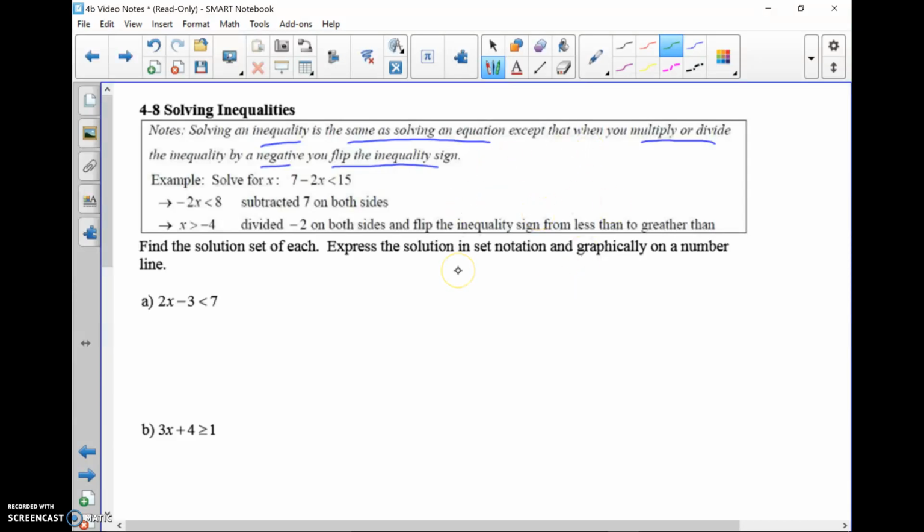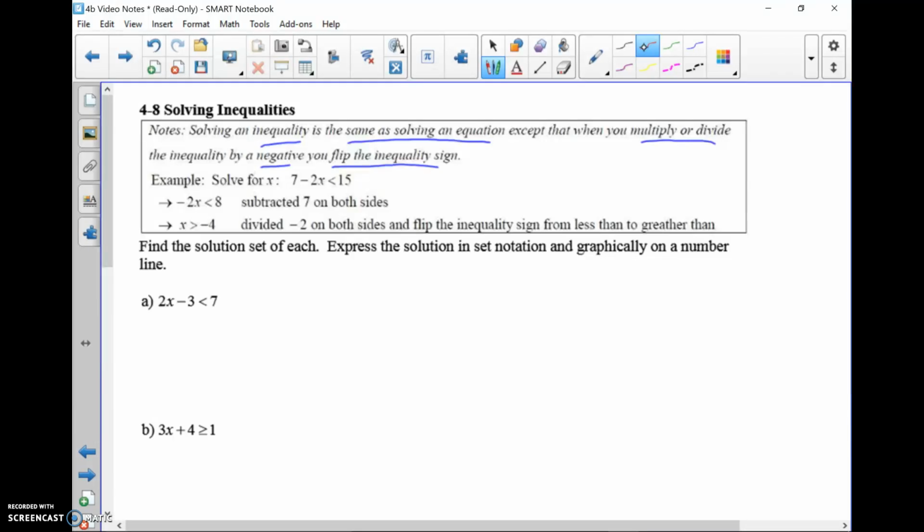Not if I multiply or divide by a positive. If I have something like 2x is greater than 10, I'm going to divide by 2, and I'm still going to get x is greater than 5. The sign is not going to change. But if I'm dividing by, say, negative 2, then that greater than sign is going to change and become a less than sign. So that's really it. Other than that, solving inequalities is just like solving equations. The big difference is that rule about you might have to flip the sign.